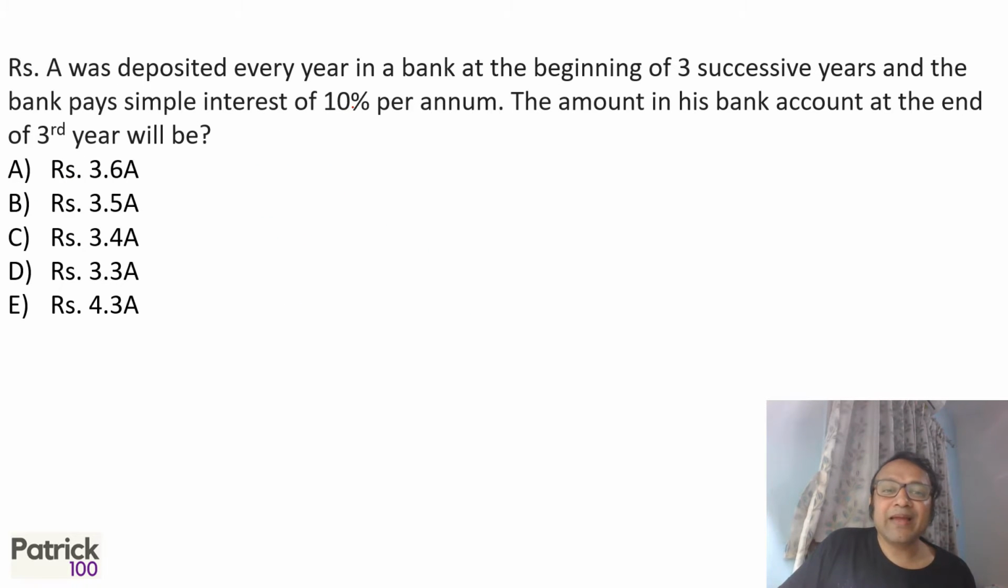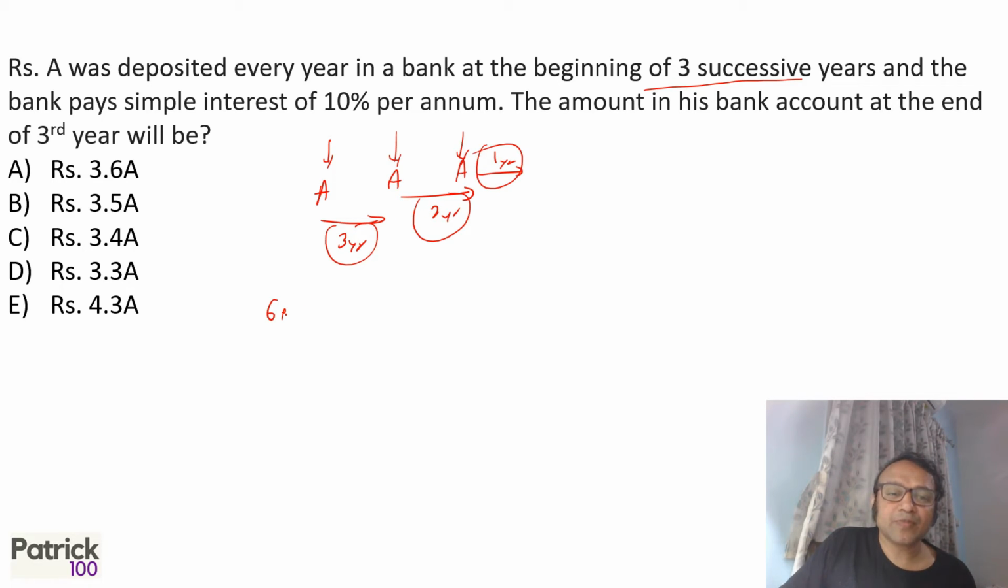A deposit every year in a bank beginning from 3. So rupees A was deposited for 3 successive years. So you deposit in the start A. So here you'll get interest for 3 years. Then you again deposit A. Here you'll get interest for 2 years. Then again you deposit A. You'll get interest for 1 year. So totally you will get interest for 6 years.